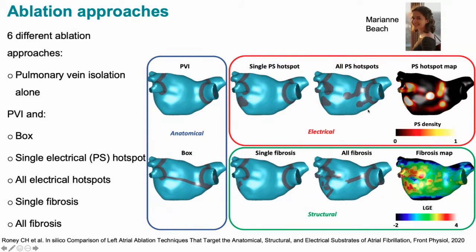We ablated areas of electrical re-entry, so these areas in grey here are the areas that are ablated, or areas of fibrotic tissue, so again, the grey areas here. And lots of this work was by my student, Marianne Beach.